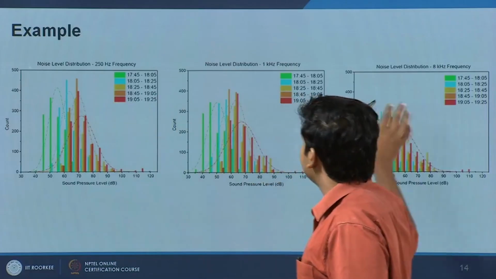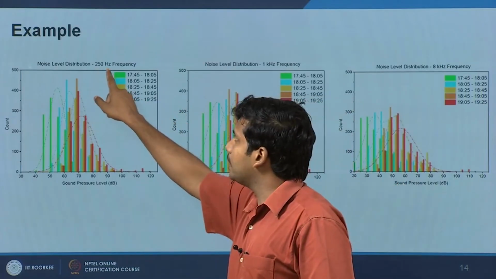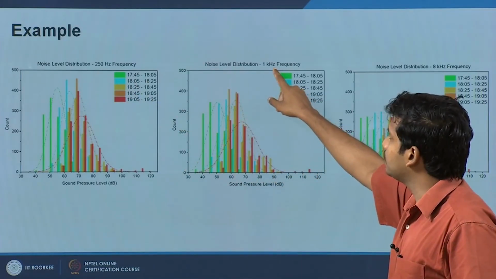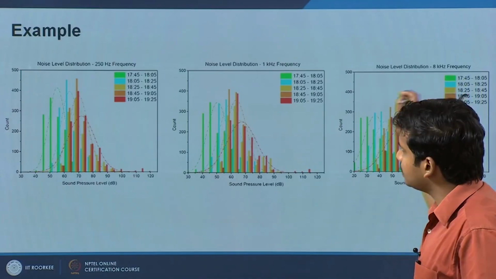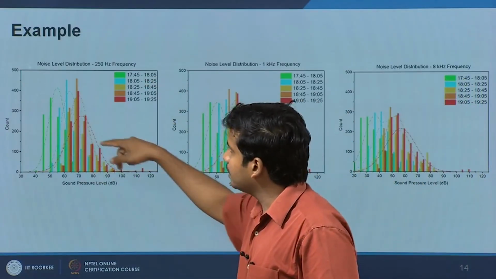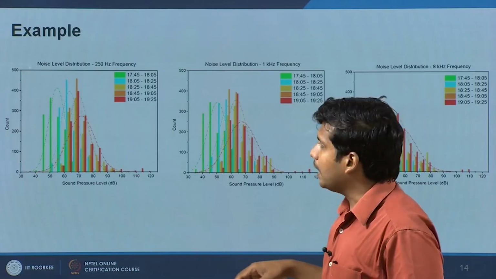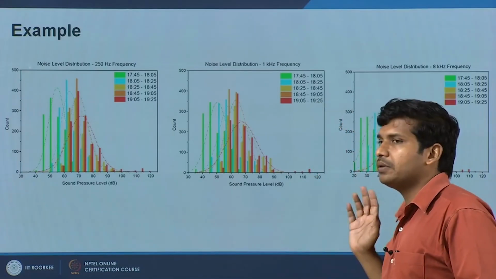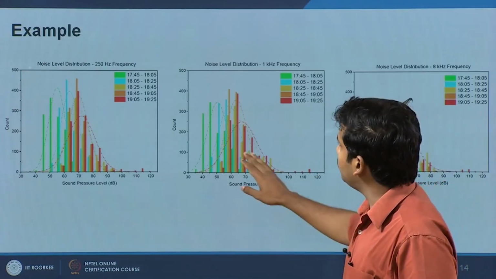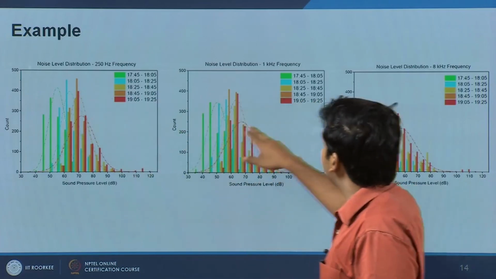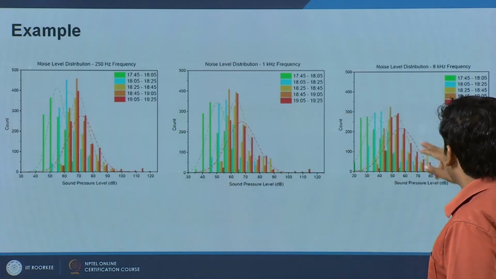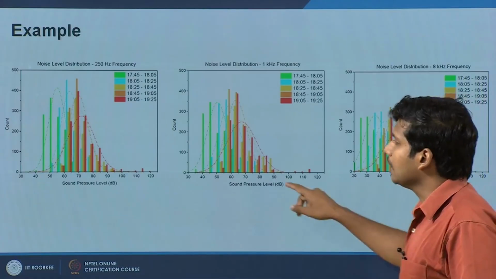Getting back to our example, this is the same cracker sound that we were talking about. I have put 3 different frequency spectrums, this is 250 hertz, this is 1000 hertz, and this is 8000 hertz. Different timelines are indicated in different colors. To highlight why we need this frequency spectrum related analysis, what you find here is that at different spectrums the distribution of sound pressure level considerably varies.